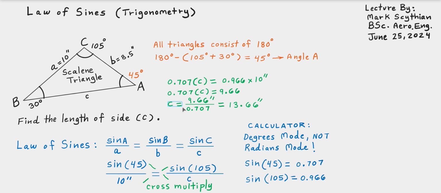We know that c times the denominator, 0.707, equals the numerator, 9.66. So this is how you rearrange the expression algebraically to solve for c. C times 0.707 at the denominator, then made equal to 9.66, the numerator, and so this becomes a simple fraction or ratio, 13.66. And so, a common application of the law of sines.